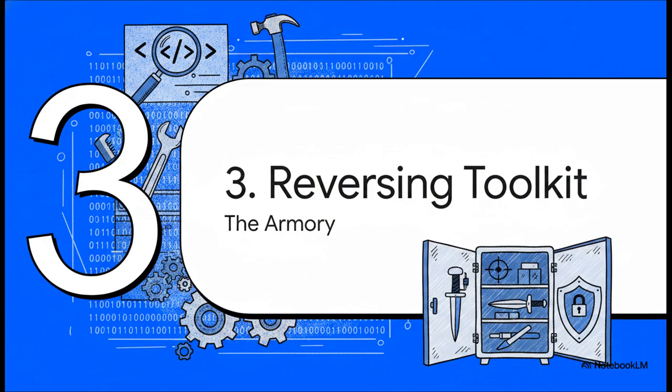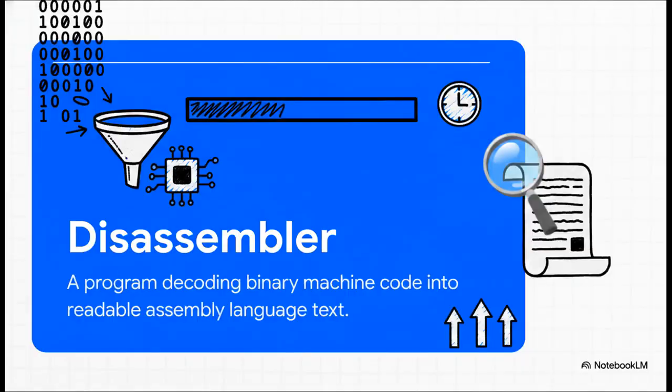Okay, let's gear up. Section 3, your reversing toolkit. Welcome to the workshop's armory. It's time to introduce the primary instruments we're going to use to crack open these binaries. First step on the bench is the disassembler. Think of this as your master translation device.